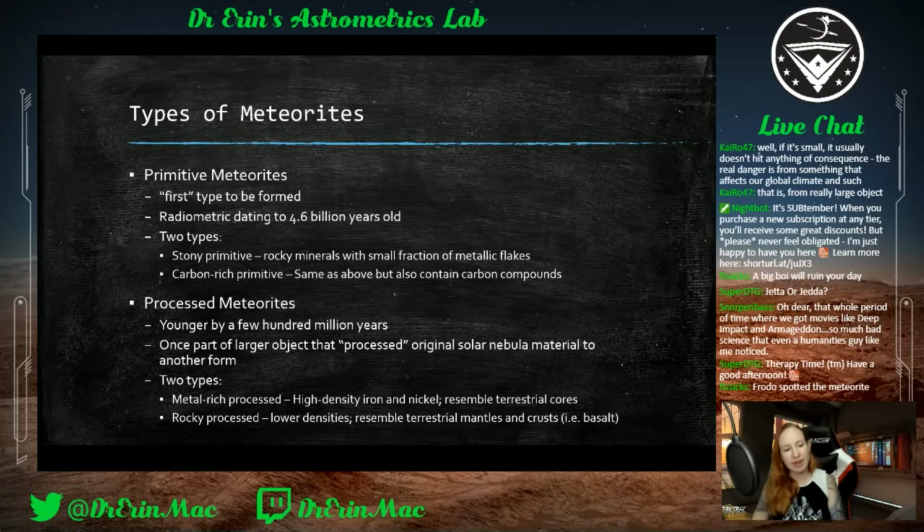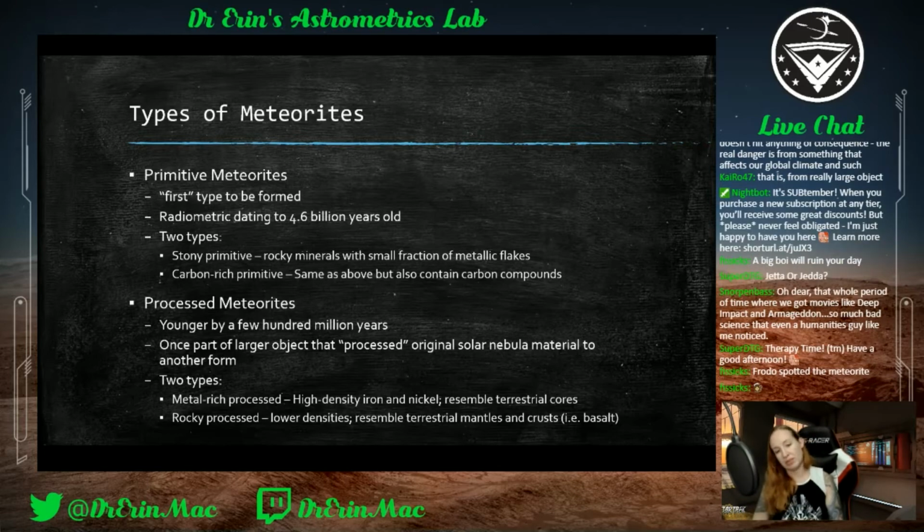And so we can define those by the metal-rich processed. That has a high density, iron and nickel, which tend to be more like the terrestrial cores. And then rocky processed have lower densities. They tend to be a little bit more like basalt, like lava rocks. And so that's where these processed meteorites are coming from. Think about it as if it was like a mini terrestrial planet that then got torn apart. And when that got torn apart, that sent all those processed materials into our solar system that eventually came through our atmosphere and hit the surface. So, yeah, there you go.